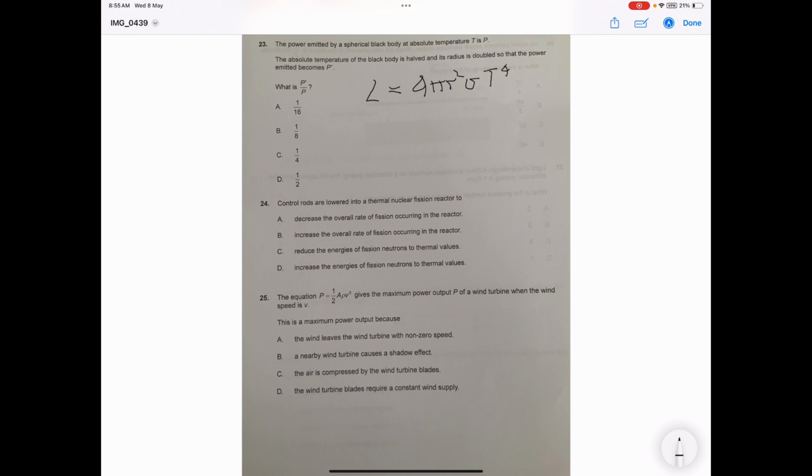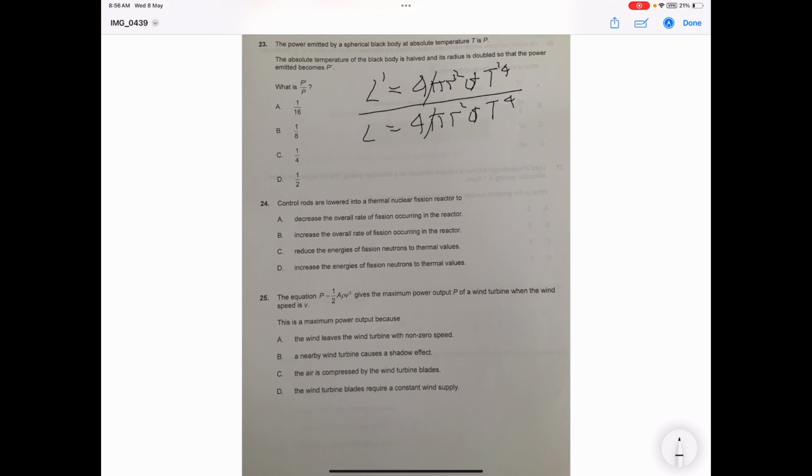So let's let that be luminosity dash, and this is all over L, which is equal to 4 pi r squared sigma T to the power of 4. So of course the 4 pi's cancel, the sigmas cancel. This is T dash here and this is r dash. So it says the absolute temperature of the black body is halved and the radius is doubled.